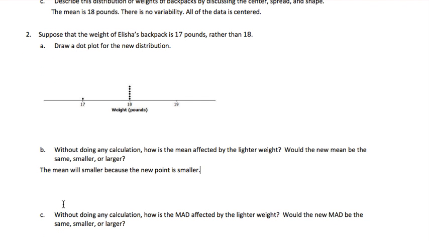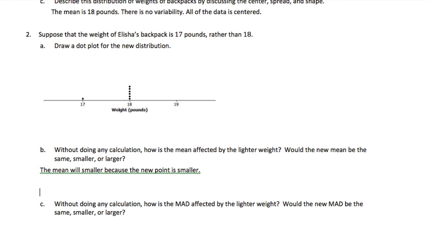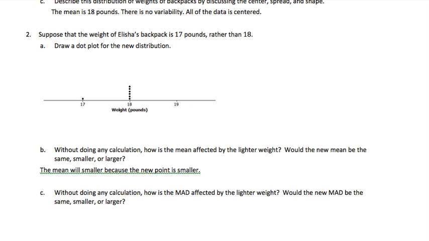Without doing any calculation, how is the mean absolute deviation affected by the lighter weight? Would the new mean absolute deviation be the same, smaller, or larger? So remember, the mean absolute deviation is an absolute value. It will never be negative. And remember that our last mean absolute deviation was 0. So our new mean absolute deviation will be larger or greater than 0.